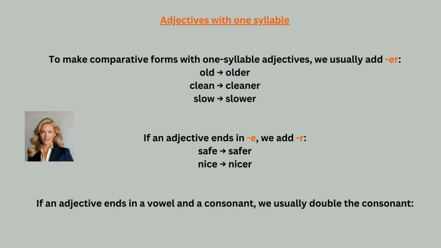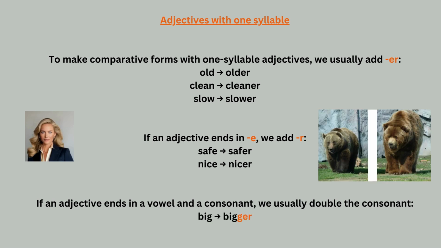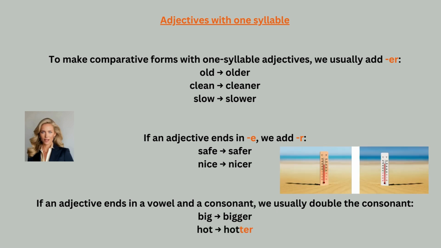If an adjective ends in a vowel and a consonant, we usually double the consonant. Big becomes bigger. Hot becomes hotter.